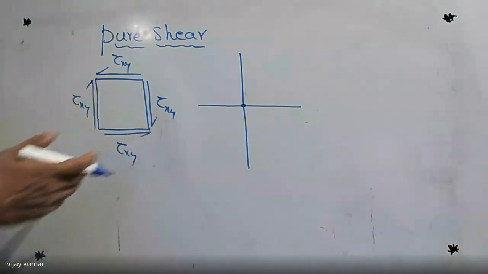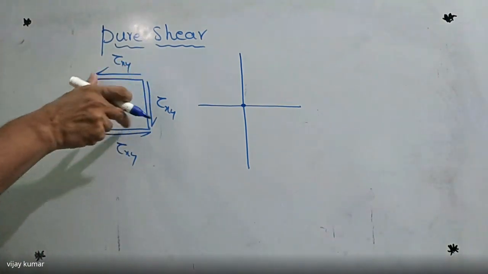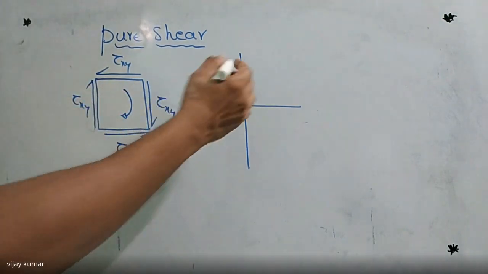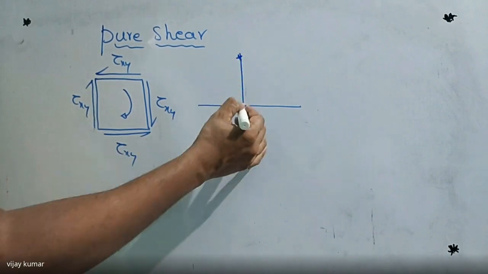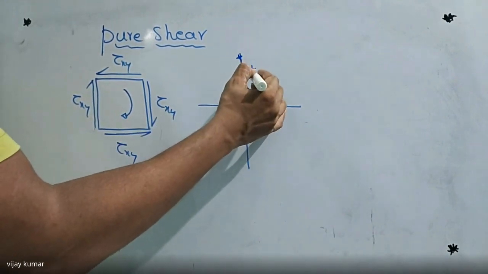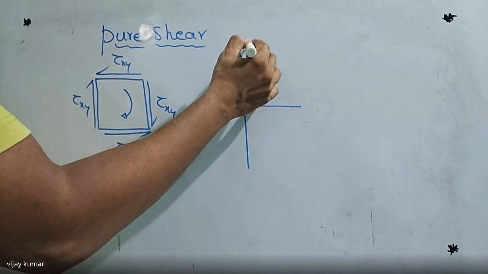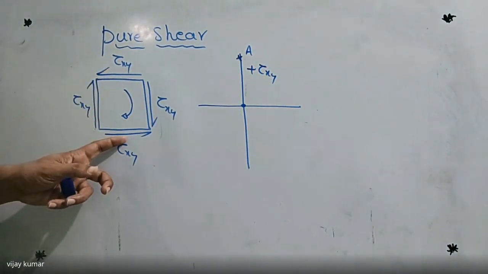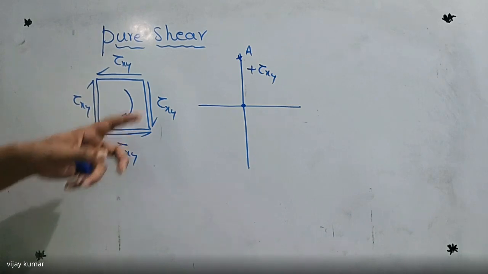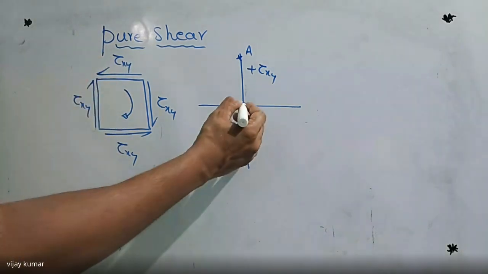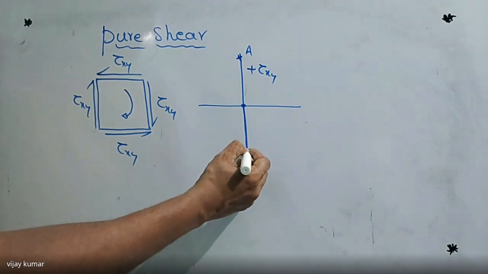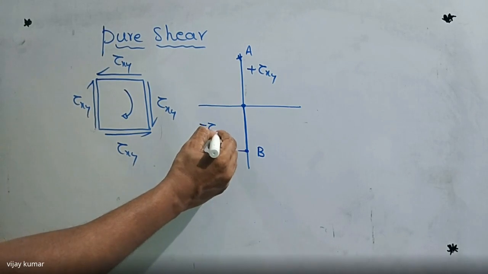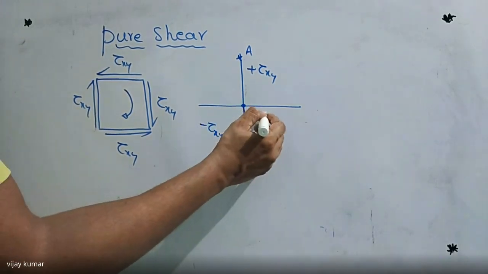For example, if it is clockwise, because if you see in this direction, it is rotating in this direction. You got my point? So for clockwise, I'm going to indicate on this vertical line, this is plus tau xy. That is the point here. Automatically, the horizontal planes always give counterclockwise shear in the opposite direction, so that is negative. So I'm going to indicate another point here, that is B, which is minus tau xy. This is the origin O comma O.